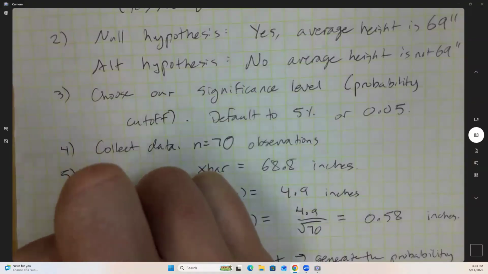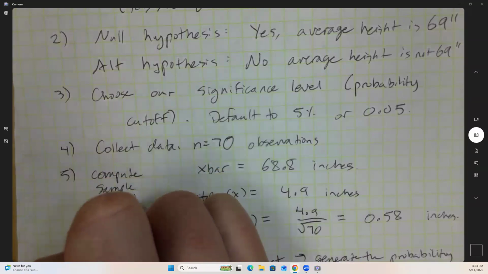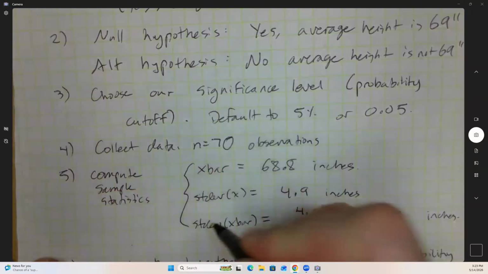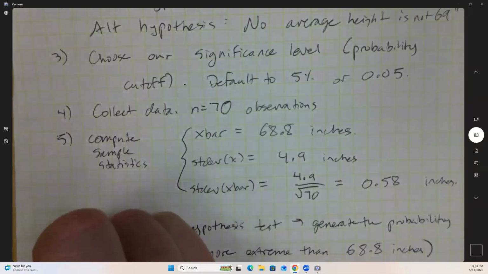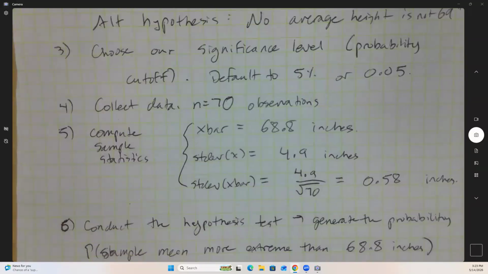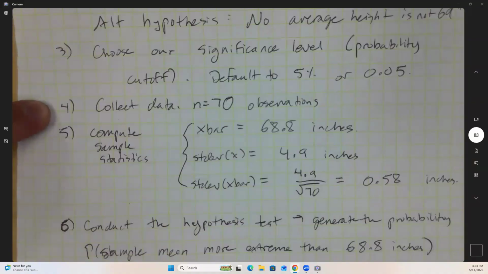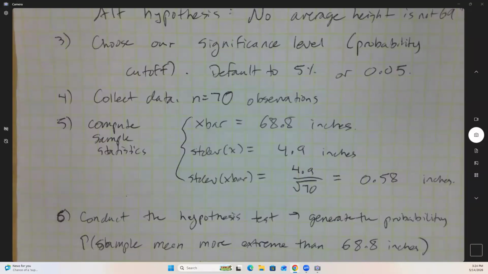5 is compute sample statistics. Your sample mean, your sample standard deviation, and therefore your standard deviation of sample means. That's pretty easy when you have technology like R, right? So it's its own category. Collecting data, always the hardest part of doing good statistics, right? Unless you make it up like I did, but then it's not really good statistics except for teaching. So 6 is conducting the hypothesis test.